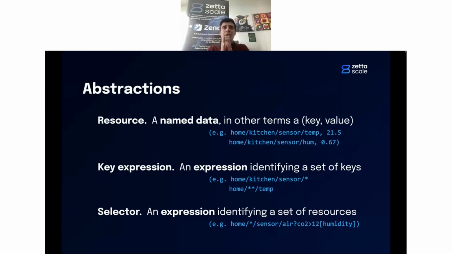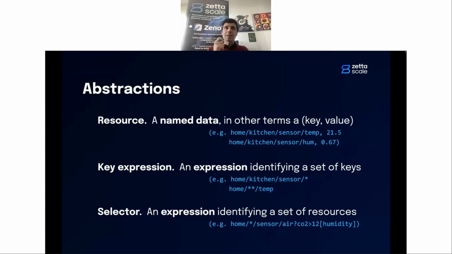And this is convenient because then you can have key expressions. A key expression is a way of identifying a set of keys, and as a consequence, denoting a set of resources. So for instance, if I'm interested in all the sensors in my kitchen, those are home/kitchen/sensor/*. If I'm interested in all the temperature sensors across all the rooms in my house, that would be home/**/temp, because ** expands to any level of nesting. Again, a key expression is a way of selecting a set of keys and thus denoting a set of resources.